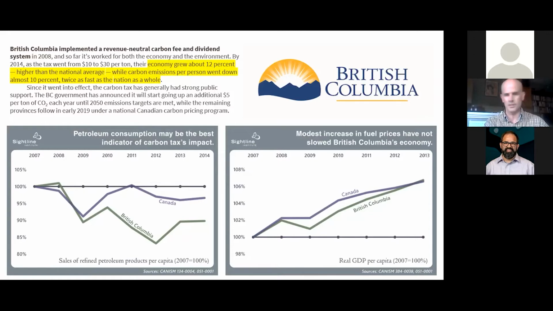it's difficult to see data because it's still relatively new, but they have achieved a good reduction in consumption while their economy has outpaced the national average of Canada. It's been such a success that Prime Minister Trudeau has adopted it as the default or backstop policy for all of the provinces, unless they can prove that they adopt another policy that's equal.